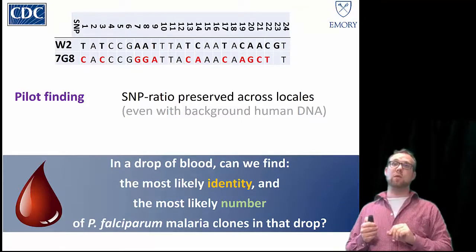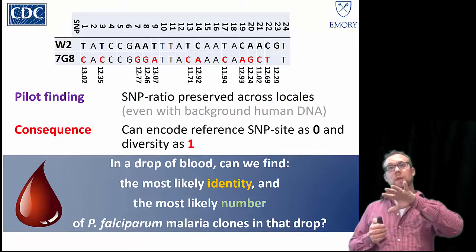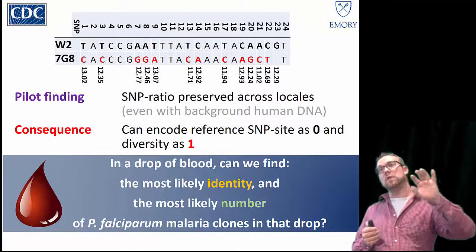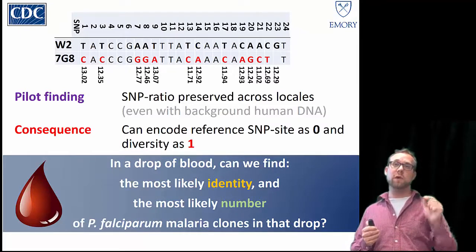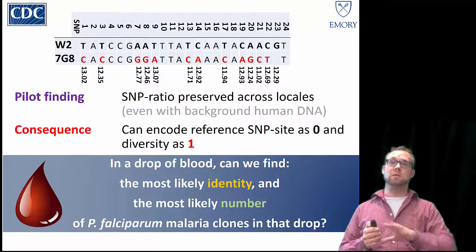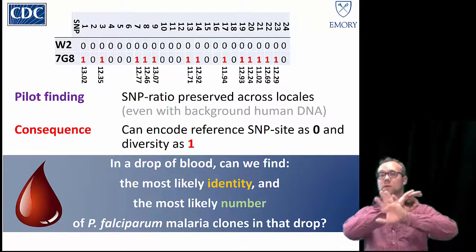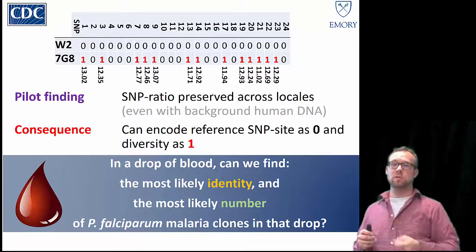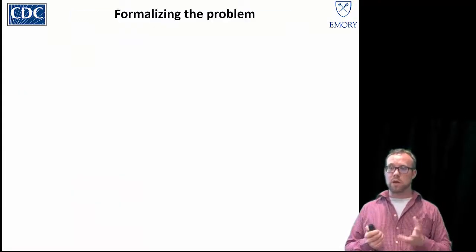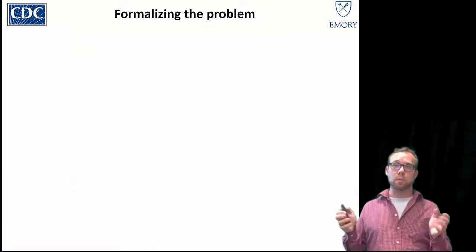So what we can imagine now is that, here are the different numbers, each of these sites can be referenced as either a 0 or 1, whether or not it follows the reference genome. So instead of all these G's and A's, we can just say, this is the reference genome, this is a deviation from the reference genome. So now we can actually formalize the problem.